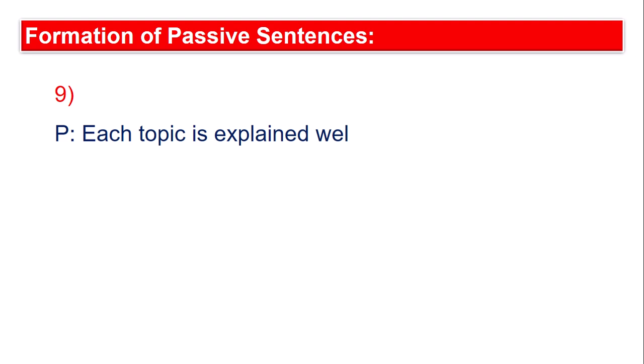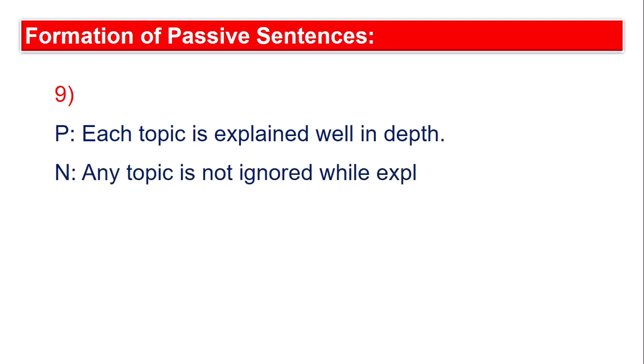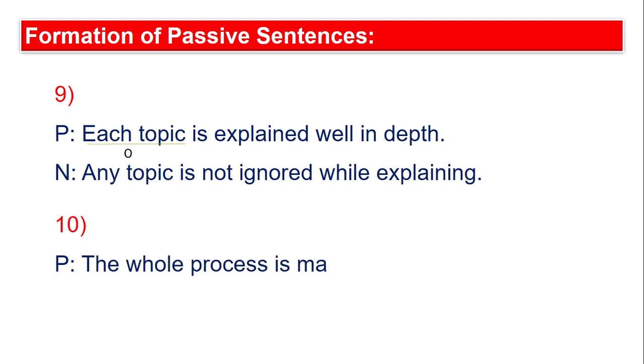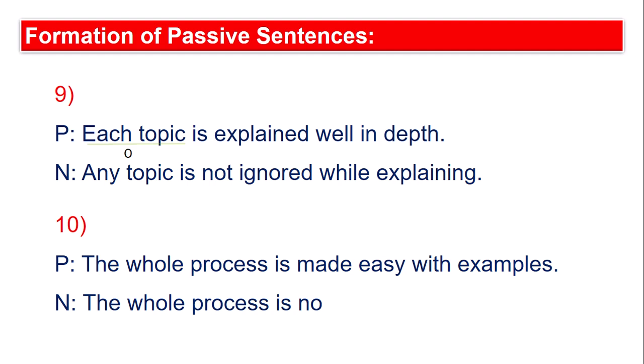Each topic is explained well. So each topic is our object in this sentence and explained well in depth. Any topic is not ignored while explaining. The last example we have on our screen at the moment, the whole process is made easy with examples. The whole process is not made complex, right? So the whole process is our object in this sentence.